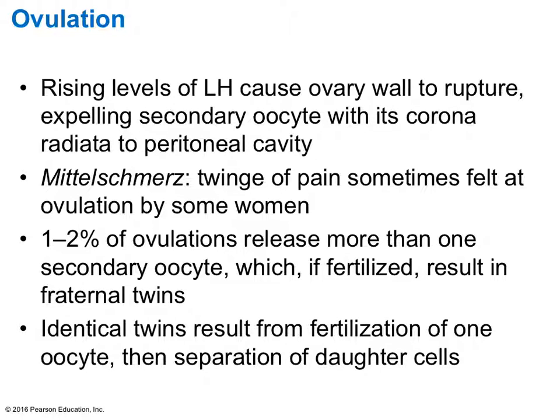On occasion, more than one oocyte might be ejected, and both of those then could get fertilized potentially. That would result in fraternal twins. The oocytes were not identical and the sperm were not identical, so the twins are going to be fraternal, they're not going to be identical. Identical twins result when you get one oocyte that gets fertilized, and then it separates into two daughter cells that then become fetuses.